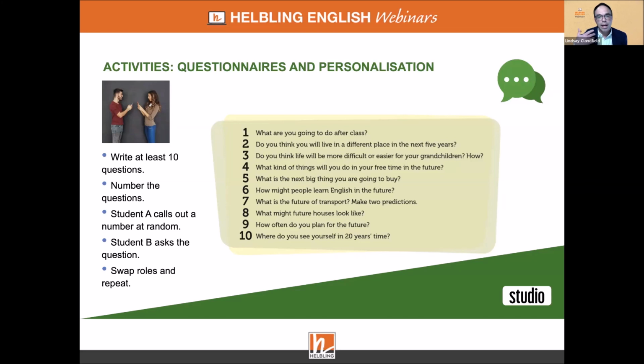So in a way, it's a really small thing, but it gives a bit of control. It makes you feel like you have a little bit of control, and there's a bit of mystery as well. It also focuses it a bit more. So they write the questions, they number them. Student A calls out a number at random. Student B asks that question, then they swap roles and repeat.